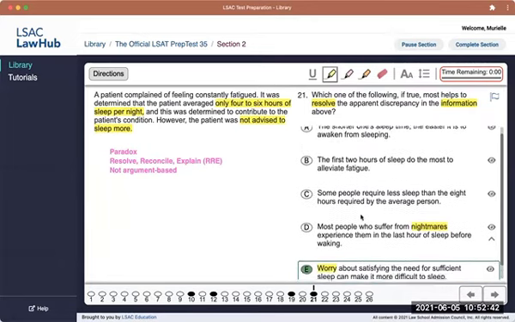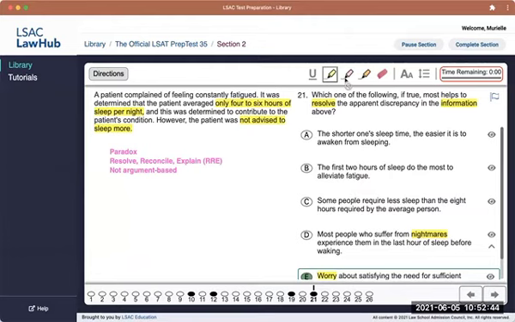So yeah, some people require less, but just because some people require less doesn't mean this patient is one of them, and we would have reason to believe this patient isn't one of them. This patient requires, well, at least more than 4 to 6 per night. The nightmares thing, no idea whether this patient experienced nightmares or not. And again, it's the last hour of sleep before waking.